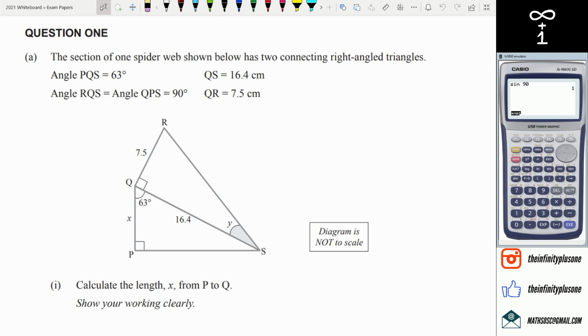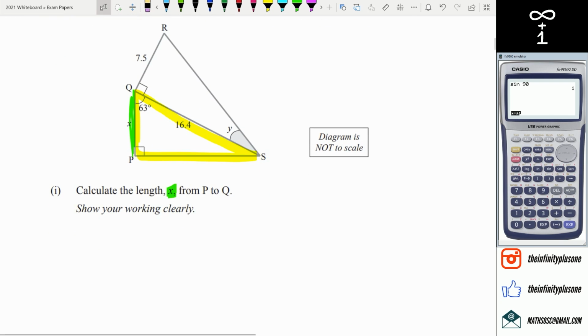All right, with our first question, we're asked to calculate the length of x from P to Q. So we are looking for this length here, which is what x is. The triangle that I'm going to be using is this yellow triangle. I'm going to do a quick diagram. I've got 63 degrees there, I've got x, and I've got 16.4 there. So what have I got to do?